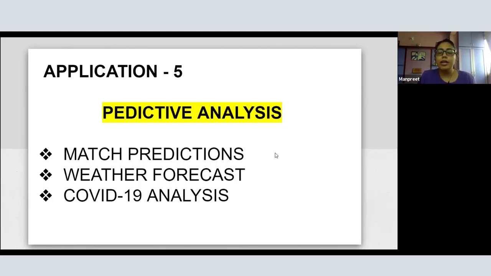And not just here, weather forecasting is used a lot in defense also, because they need to know about the weather, what might happen if they go and fight with someone, and whether they should proceed further with the steps or not. So weather forecasting plays a very good role.